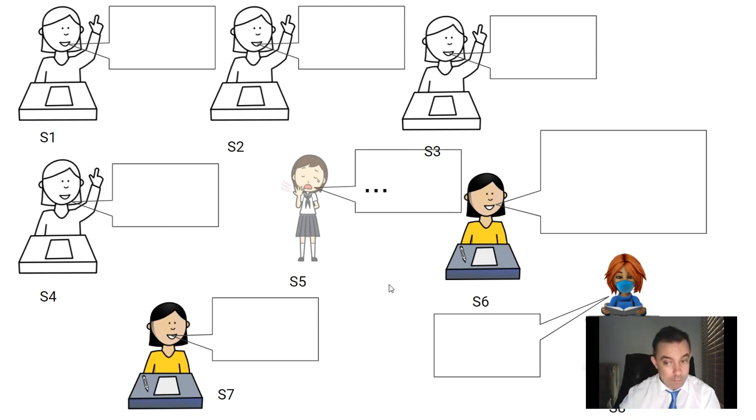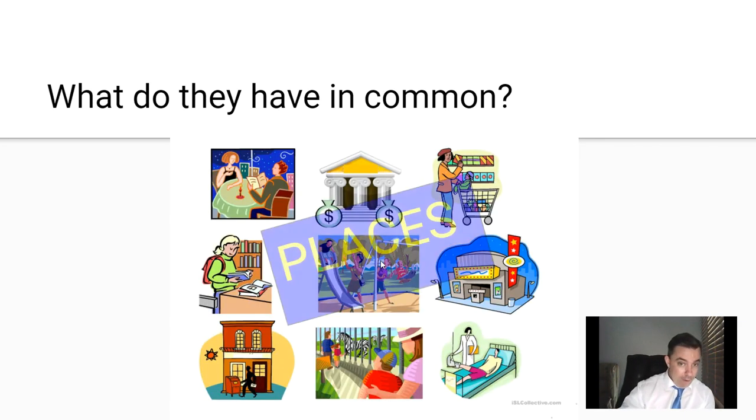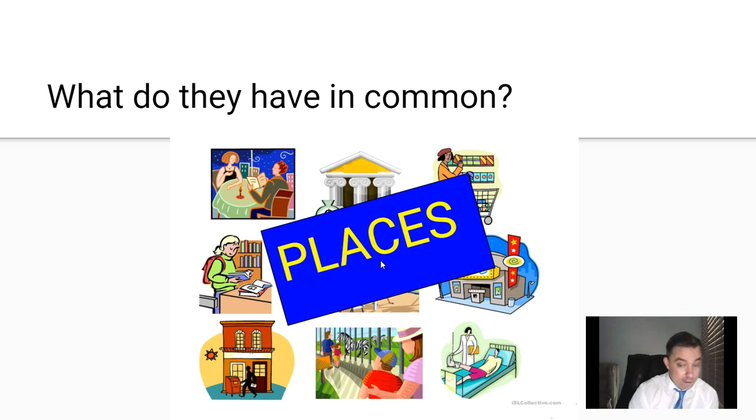It's okay, take your time. 1 Mississippi, 2 Mississippi, 3 Mississippi, 4 Mississippi, 5 Mississippi, 6 Mississippi. Maybe places? Oh, wow, you know what? Everybody, say it with me, these are places. These are places. Very good, S5. You know, I knew you could tell us that. Well done.